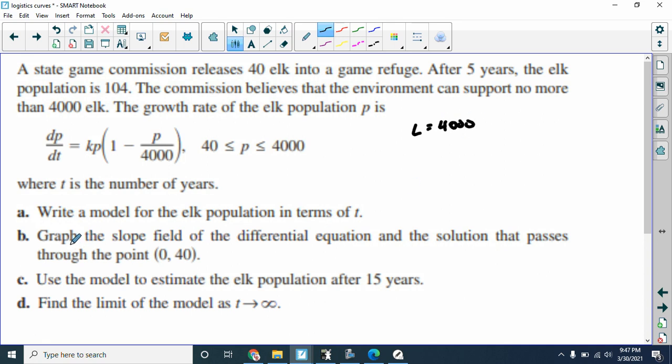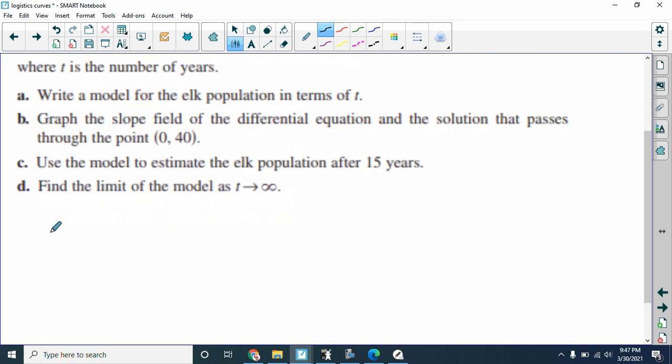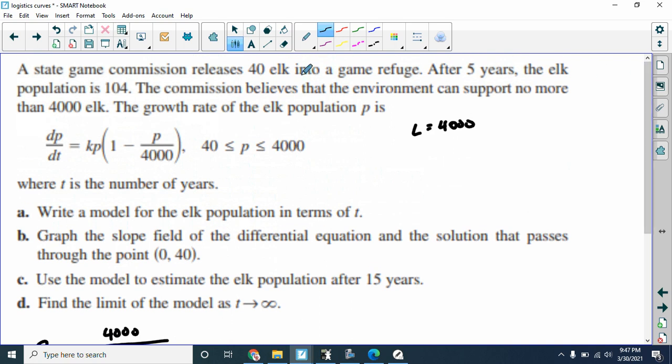Part A asks us to write a model for the elk population in terms of t. So we want the general formula for population. So population equals L, which we just said was 4,000, over 1 plus B e to the negative kt. So notice there are two constants we need to solve for. We need to solve for B, and we need to solve for k. So we need at least 2 points. We are given 2 points. We know at time 0, we have 40 elk, and at time 5, we have 104 elk.